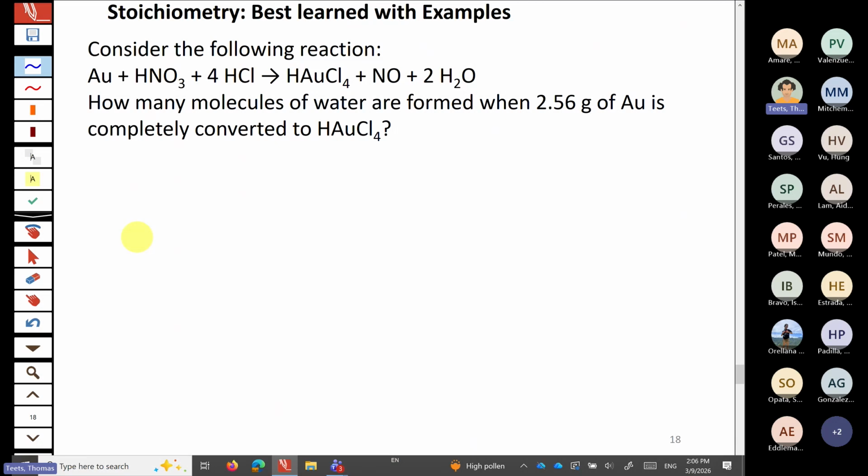This is a reaction between gold, nitric acid and hydrochloric acid to make HAuCl4 and then release NO gas and produce water. How many molecules of water are formed when 2.56 grams of gold is reacted? So we're going to really treat these types of problems like big conversion factors, where we're going to write out what we're looking for. We're looking for how many molecules of water are formed.